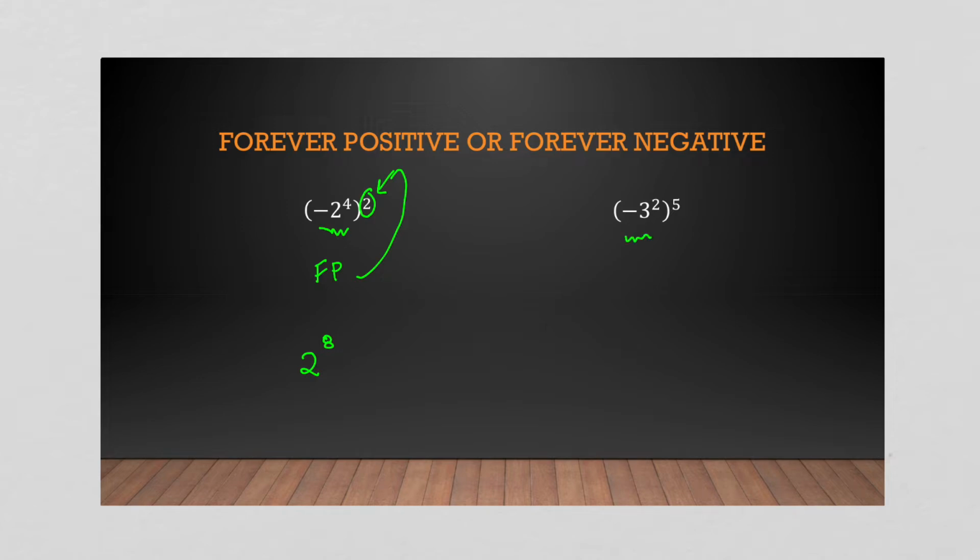Whereas in this case, we have an odd exponent in the end. And on the inside, it's forever negative. So it means we're going to have a negative number to an odd exponent, which means we're going to have a forever negative. So this would be a negative 3 to the 10. You're not going to see this a lot, but it's important to be able to determine the difference between the two. It comes down to the exterior exponent only. Is it even? Then it's positive. If it's odd, then it's most likely going to be negative.